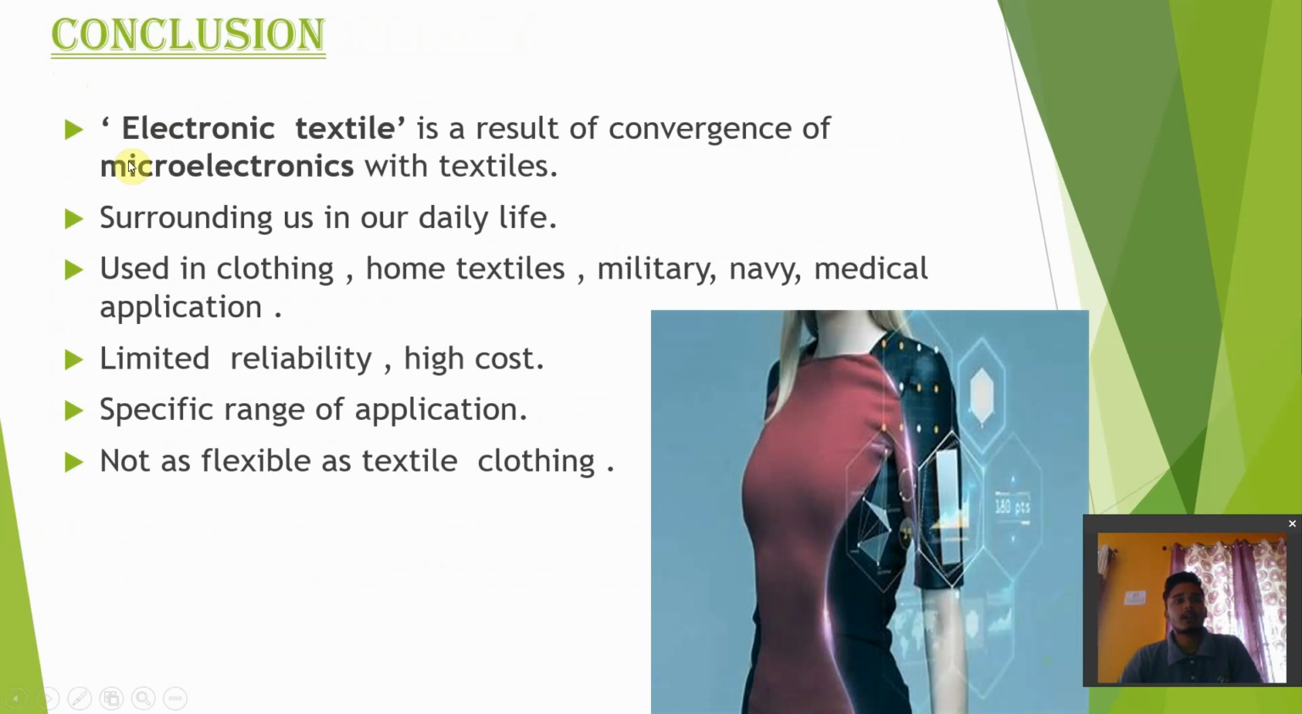Now the conclusion. So basically, as I said earlier, electronic textile is a result of convergence of microelectronics with textile, and it is surrounding us in our daily life. We can see bags which are electronic, and textiles, clothing, t-shirts, etc. used in clothing, home textile, military, navy, medical application. Nowadays it has limited reliability and high cost. Specific range of applications, not as flexible as textile clothing.